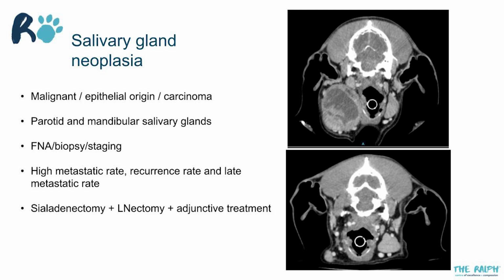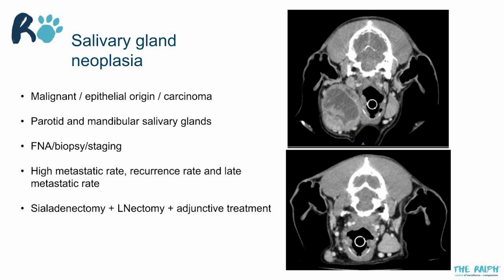Of course, we sampled it. We found out it's a carcinoma. We did staging. This statement here, high metastatic rate, recurrence rate, comes from a very recent paper in the Journal of Veterinary Surgery, where the recurrence rate is quite high. They report a recurrence rate of 40% and a metastatic rate of around 30%. So you can understand that this condition is not easily treatable, or you cannot cure it, basically.